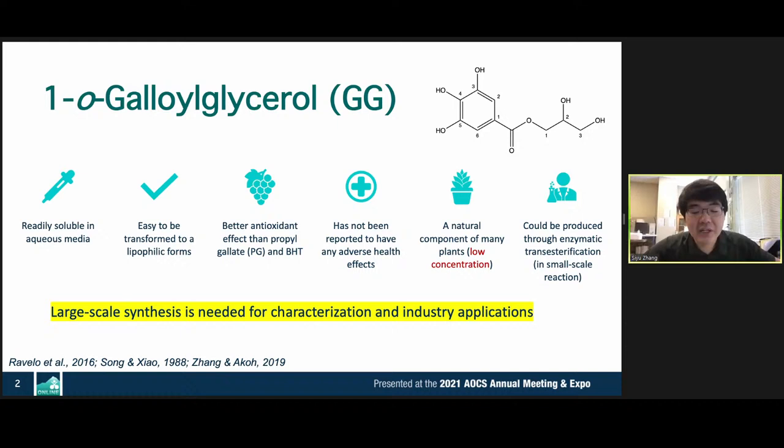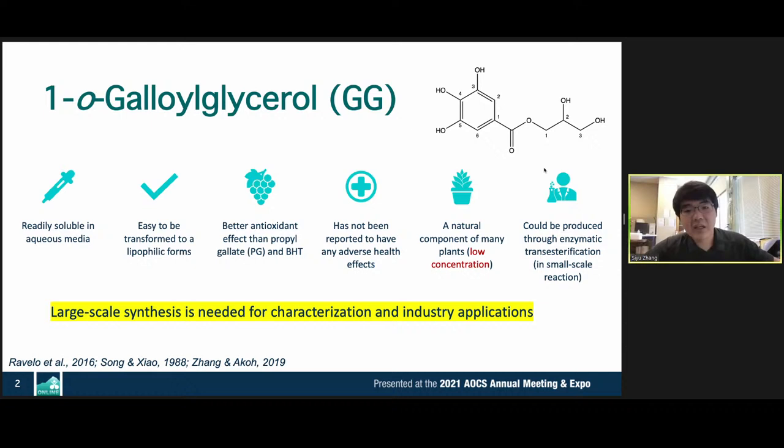Based on its structure, it should be readily soluble in aqueous media, although this hasn't been tested before this work, and it can be easily transformed to a lipophilic form using the two free hydroxyl groups from the glycerol. Some studies show it has better antioxidant properties than propyl gallate and butylated hydroxytoluene. Animal studies suggest it doesn't have chronic adverse health effects. It's also a natural component of many plants.